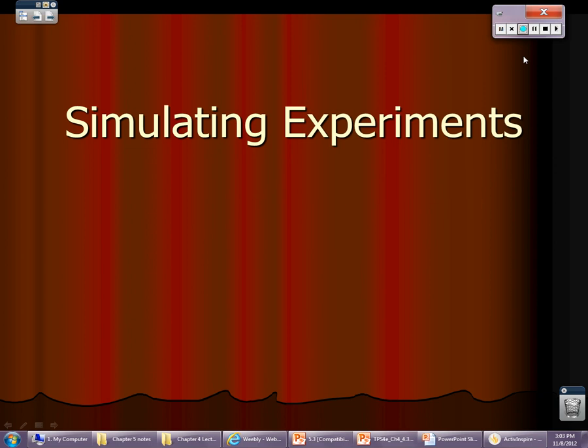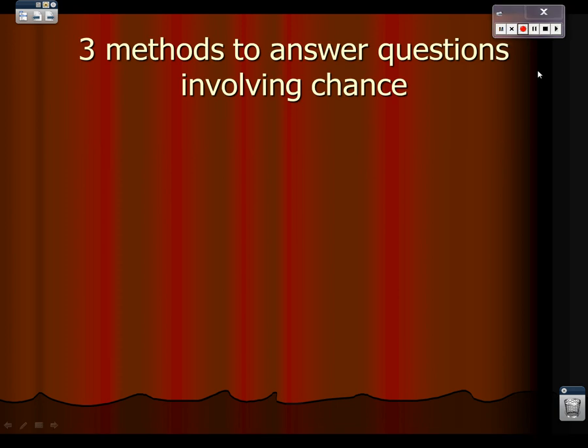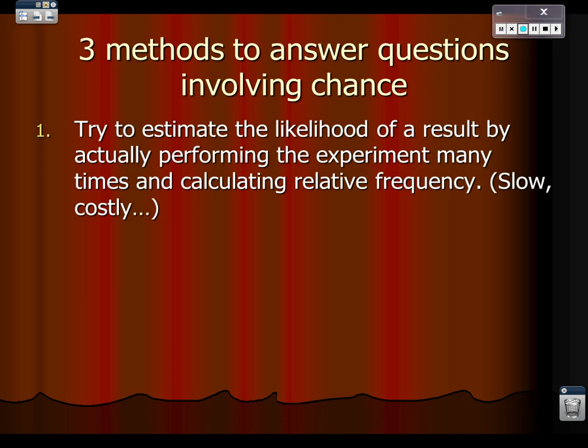Today we're going to be looking at simulating experiments and wrapping up some notes from section 4.3. There's three different methods for answering questions involving chance. The first, we can try to estimate the likelihood of a result by actually performing the experiment over and over and over, and then just calculate the relative frequency. The problem is, this takes too long, it could be very costly, we might just not have the time or the resources to do this.